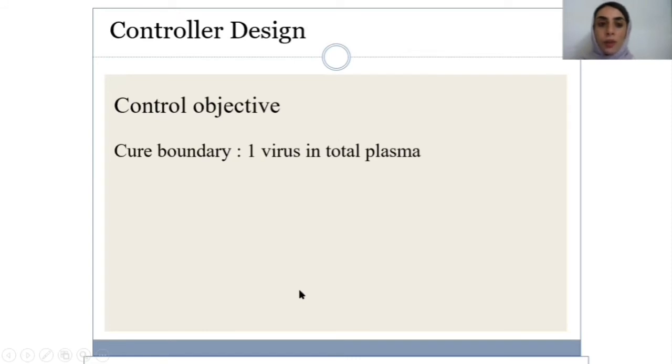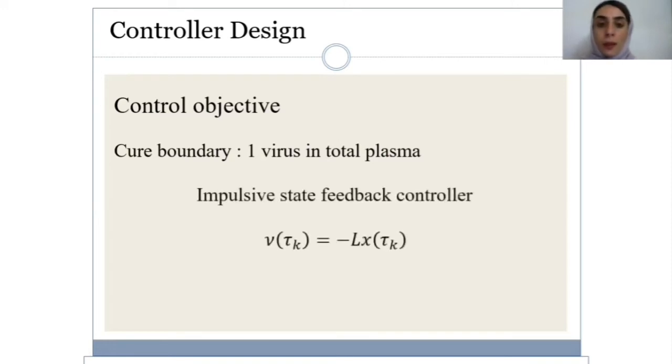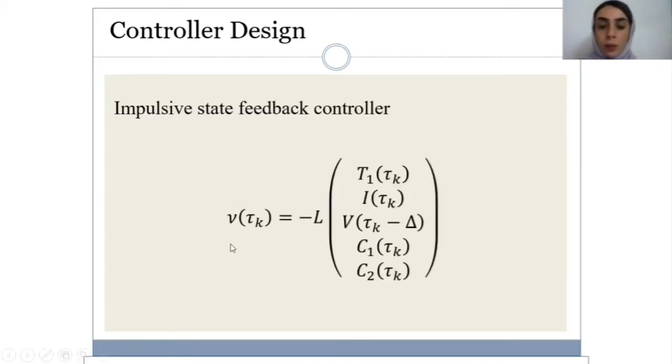The control objective is reducing the viral load to the cure boundary, which is one virus in the total body plasma. In order to reach that objective, an impulsive state feedback controller has been designed at each impulse time, and L is the feedback gain. Since there is a delay in the measurements of the viral load, therefore, the control input becomes as this equation. In this equation, delta is the measurement delay.